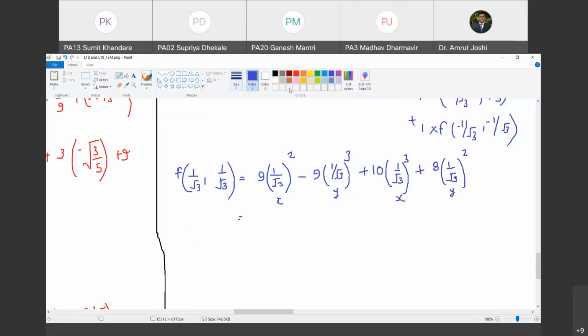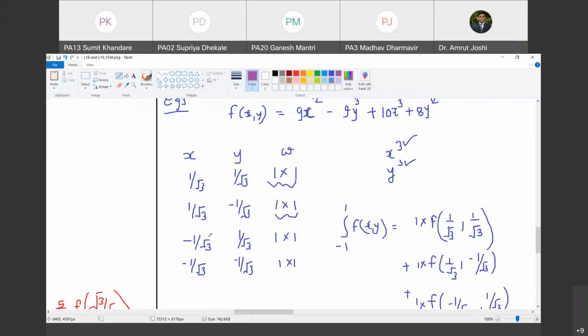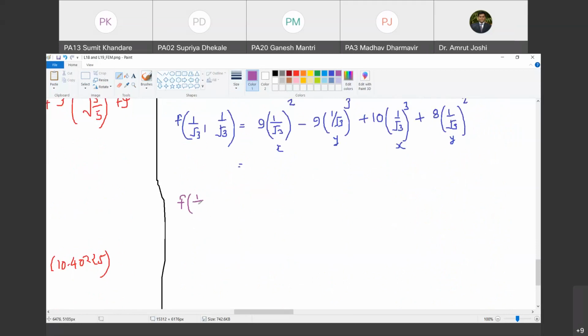Meanwhile, I will write down the expression for the next term. Compute this value and tell me. Ganesh, you are also going to compute. We will have a cross verification. Yes, sir. 1 by root 3 and minus 1 by root 3. So wherever there is y, I am going to substitute it as minus 1 by root 3.